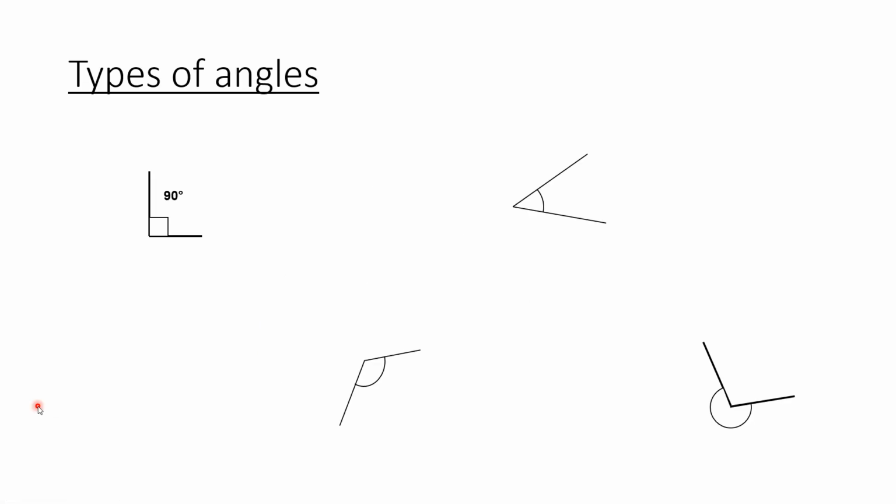So here we're going to be learning about angles and how they can be represented by the use of straight lines, perpendicular and parallel. So these are just types of angles. So we start off with our right angle, our 90-degree angle. So any angle that is equal to 90 degrees is called a right angle.